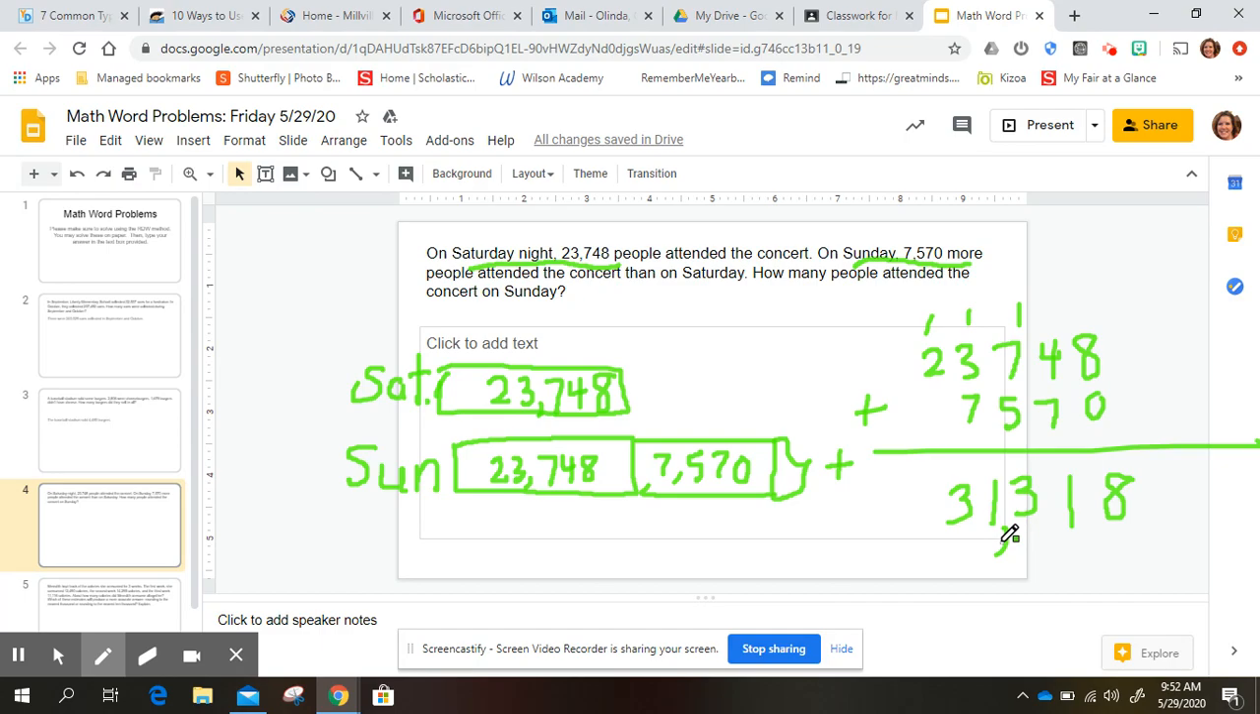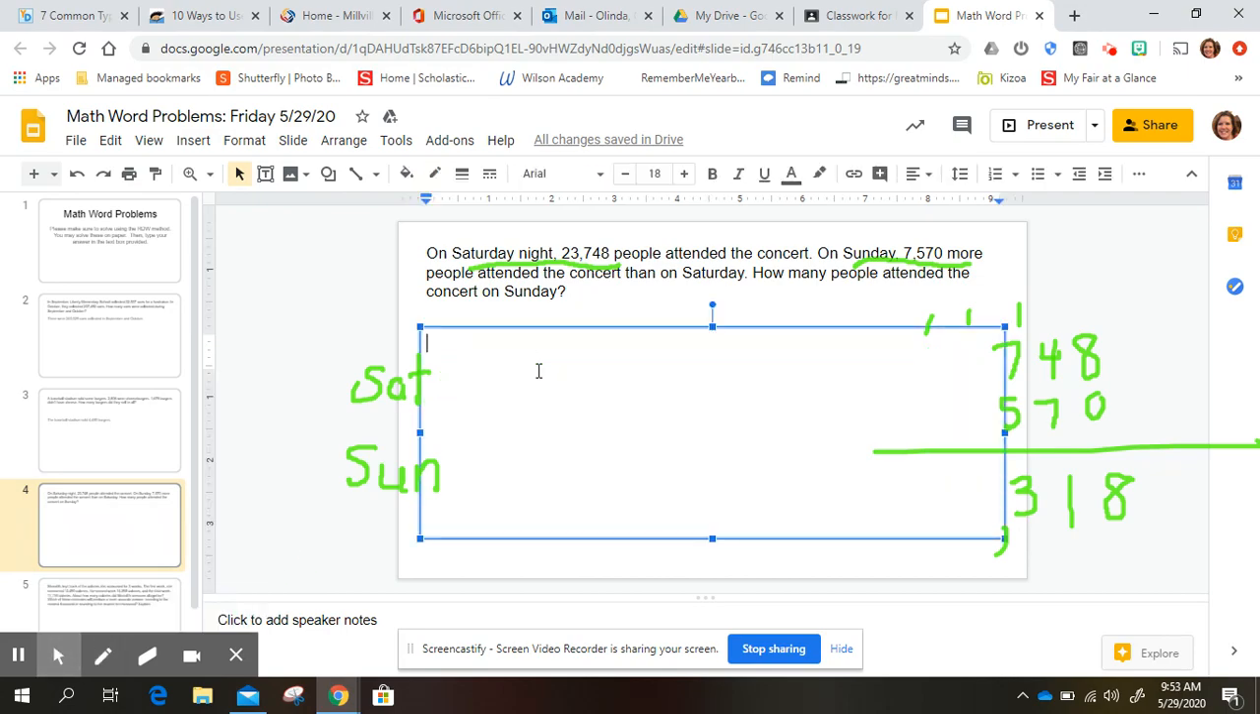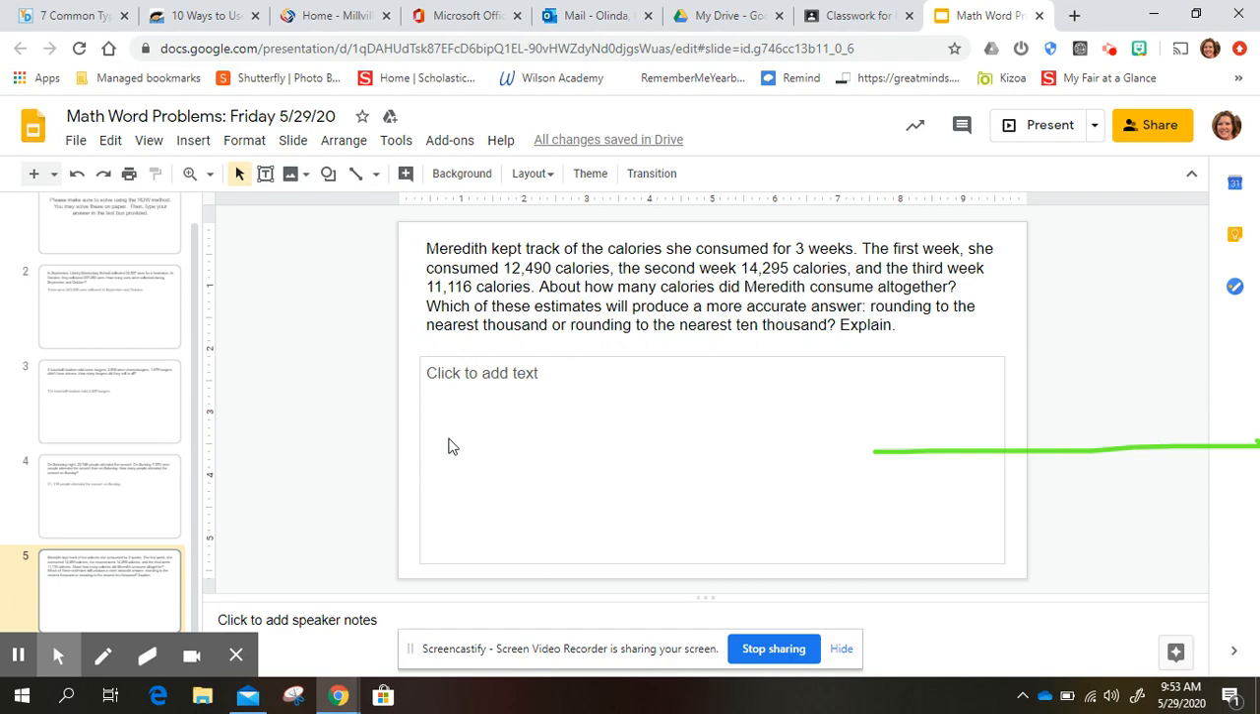So my answer would be 31,318 people attended the concert on Sunday. So I'll type that in there. 31,318 people attended the concert on Sunday. We're almost done. This has been much easier. Oh boy. Okay.